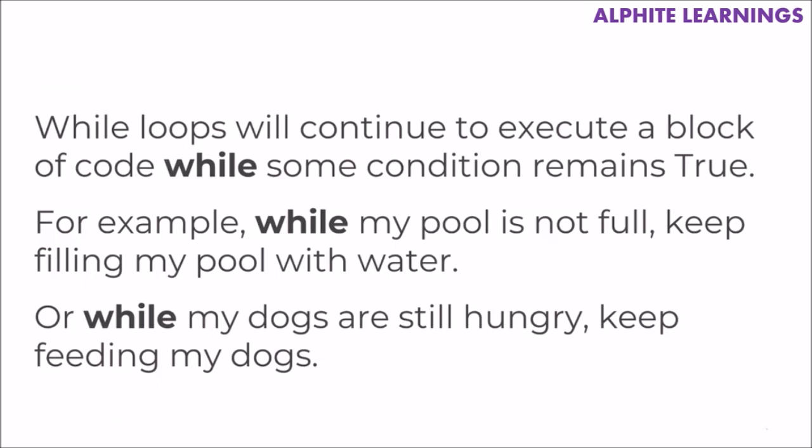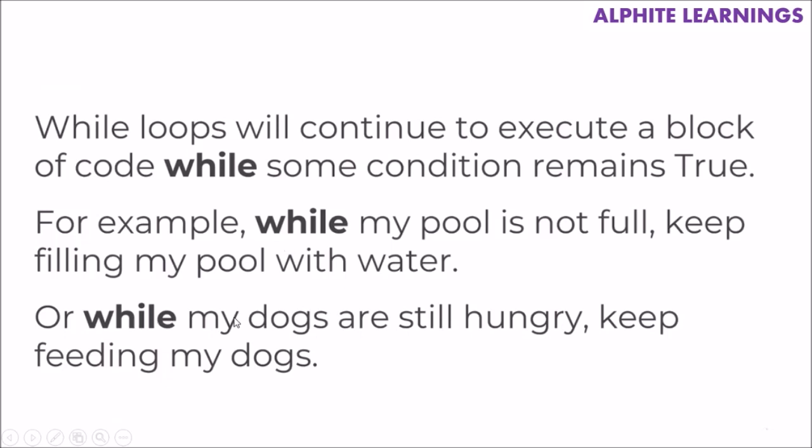A while statement will repeatedly execute a single statement or a group of statements as long as the condition is true. The reason it is called a loop is because the code statements are looped through over and over again until the condition is no longer met. A while loop will continue to execute a block of code while some condition remains true. For example, while my swimming pool is not full, keep filling the water.